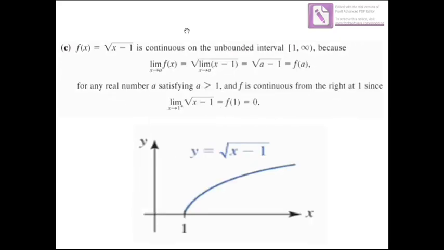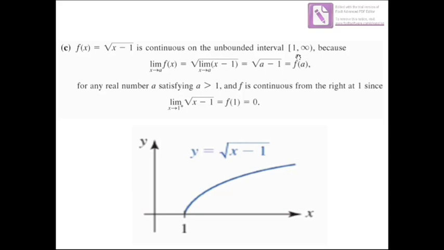Then the last example we have f(x) is equal to root of x minus 1. And we will do it in the same way as we did in part B. So this one we will take x minus 1 greater than or equal to 0, that means x greater than or equal to 1. So this function is continuous on the unbounded interval from 1 to infinity.